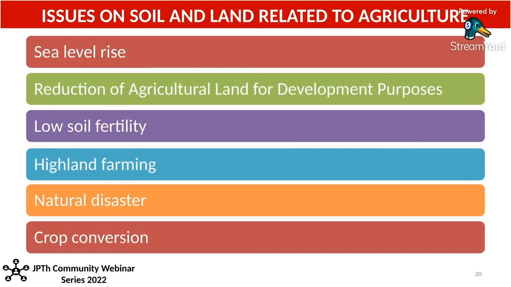Okay, so we move on to issues on soil and land related to agriculture. One of them is sea level rise. We also have the issue of reduction of agricultural land for development purposes, low soil fertility, highland farming, natural disaster, and last but not least, crop conversion.